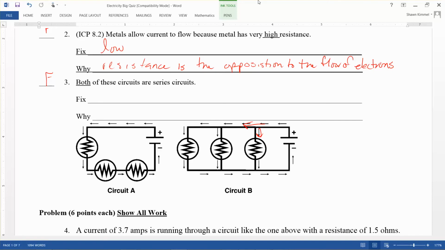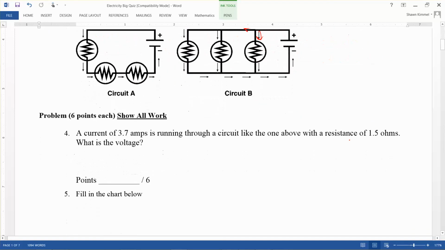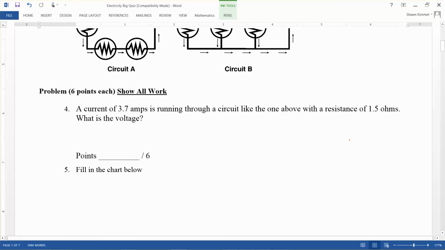My fix would be, I'm just going to say circuit A, and the reason why is there is only one path for the electrons. Again, my handwriting is going to be really bad because it's just not very easy to write on my computer. I'm not able to disconnect the tablet part.